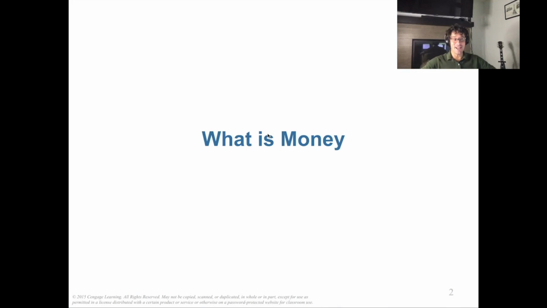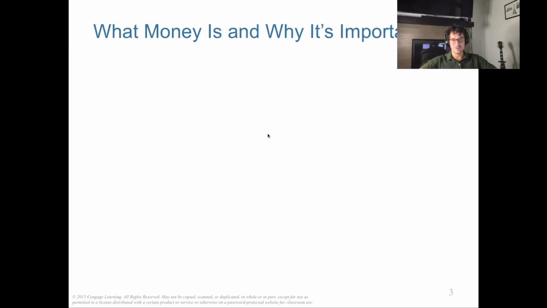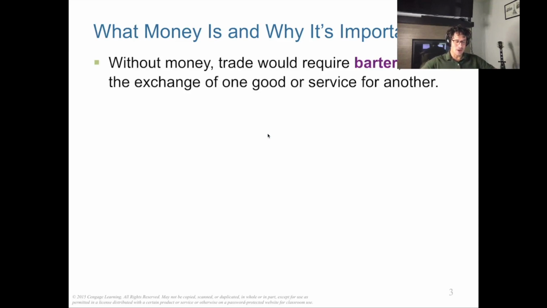We start by asking a very basic question, which is, what is money? So what money is and why it's important. First of all, I'm sure that you are all familiar with the concept of money, but something that we want to try to understand is what is the role played by money in our economy. Now, to do that, what we want to do as economists is to think about what would be a world without money.